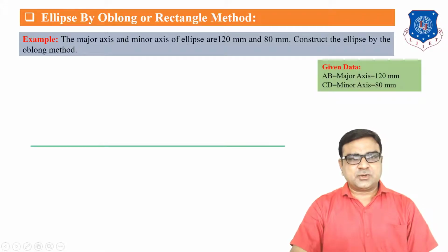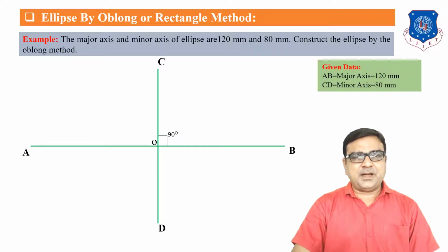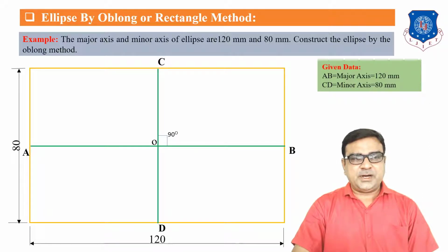First of all, draw one horizontal line equal to the major axis of the ellipse, AB, and CD the minor axis, which passes through the midpoint of AB. The angle between the major axis and minor axis is 90 degrees. Now create one rectangle of size 120 by 80 passing through A, B, C, D. So 80 mm is the minor axis and 120 mm is the major axis.